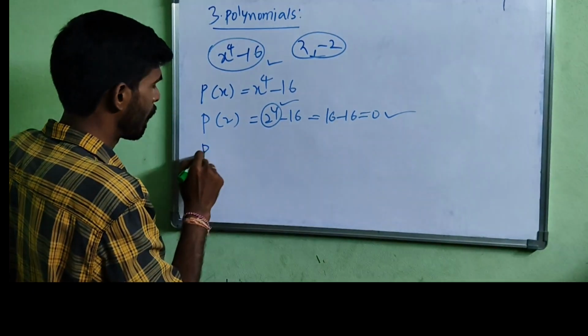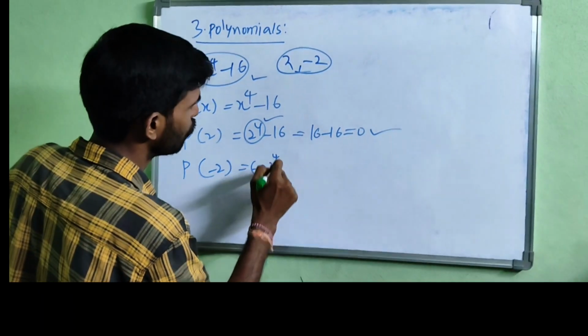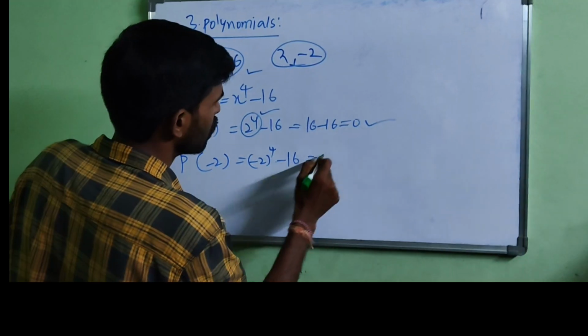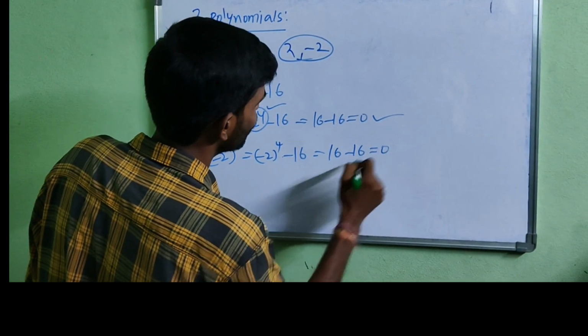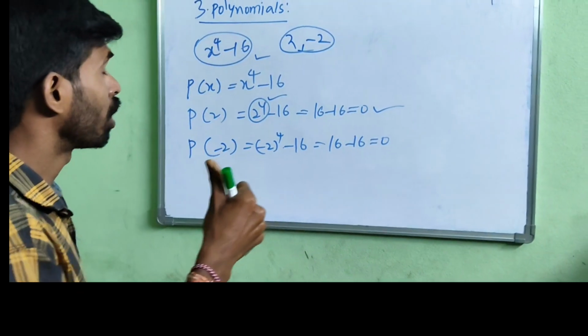Okay, next. Minus 2. (-2) whole power 4 minus 16. 16 minus 16 equal to 0. So p of minus 2 is also a zero of the polynomial.